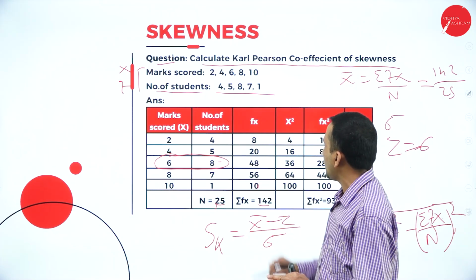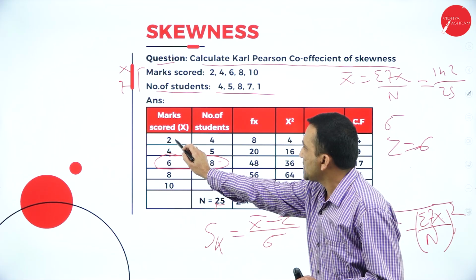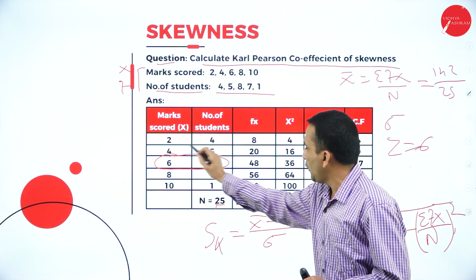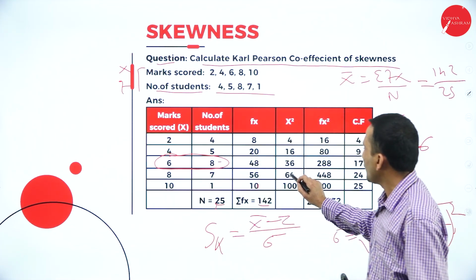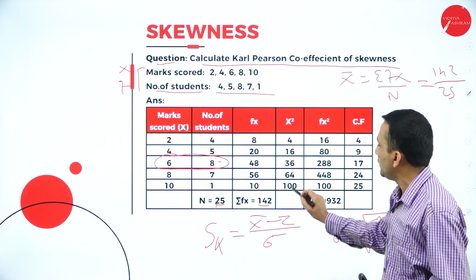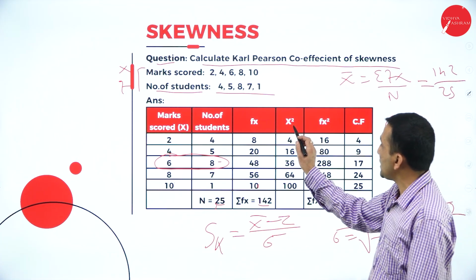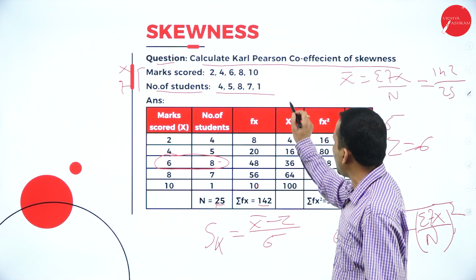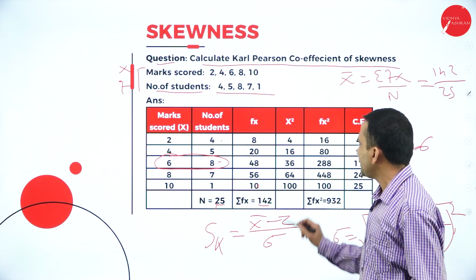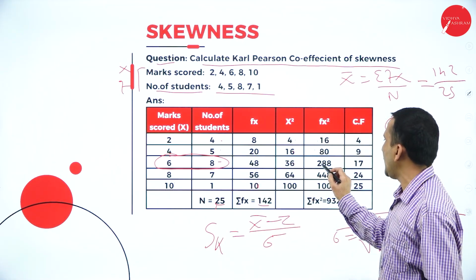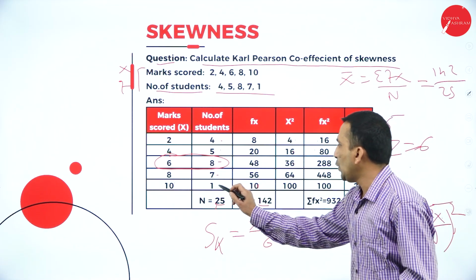Okay, fx value we got. Now how do we get the x square value? See the x value: x into x, 2 into 2 is 4, 4 into 4 is 16, 6 into 6 is 36, 8 into 8 is 64, 10 into 10 is 100. We don't want this total, because the formula depends on fx square, so I multiply with the frequency: 4 into 4 is 16, 16 into 5 is 80, 36 into 8 is 288, 64 into 7 is 448, 100 into 1 is 100.